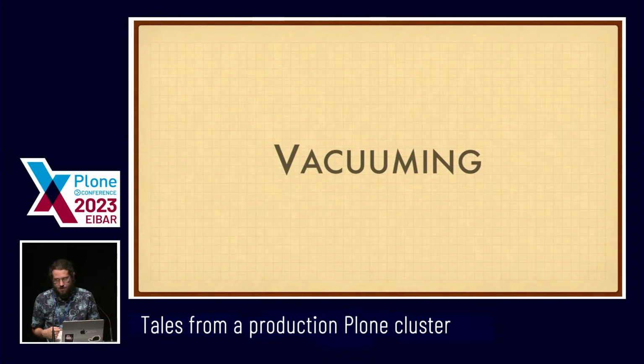Now, vacuuming in Postgres happens automatically, fortunately. The thing I wanted to mention about it is that it kicks in automatically after a certain percentage of the table has changed. I think it's maybe 25%. So if you have a very large table and you're changing it a lot, it still might not get vacuumed until many changes have happened.